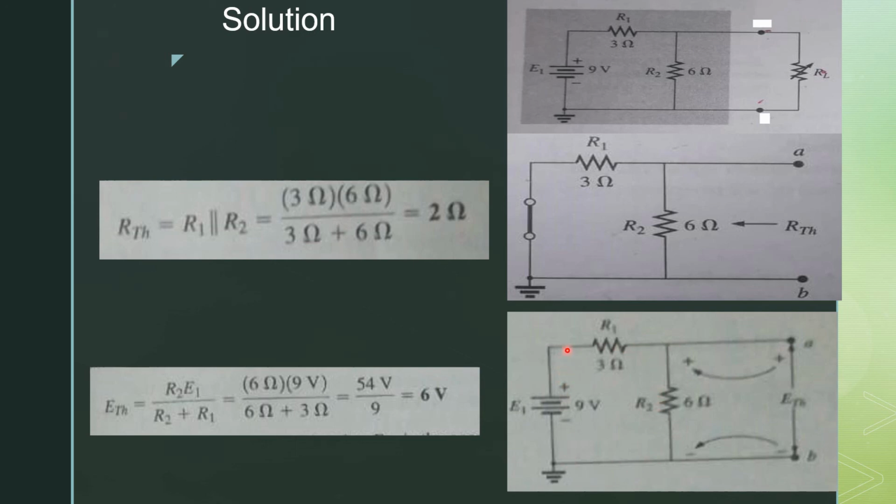When we apply the voltage divider rule to this circuit, E Thevenin is equal to R2 into E1 divided by the total resistance of that series circuit. When we substitute the values of R2, R1 and E into this equation, we get E Thevenin equal to 6 volts. For the Thevenin theorem, we just need the values of R Thevenin and E Thevenin. From these two values, we will find the equivalent Thevenin circuit.